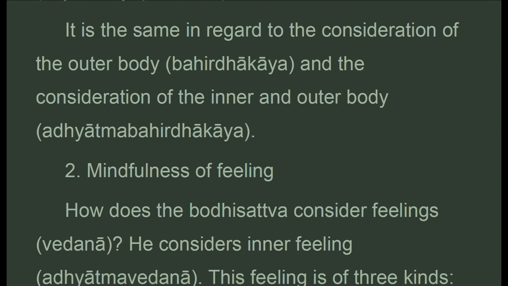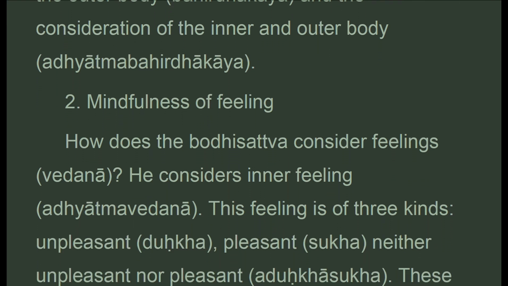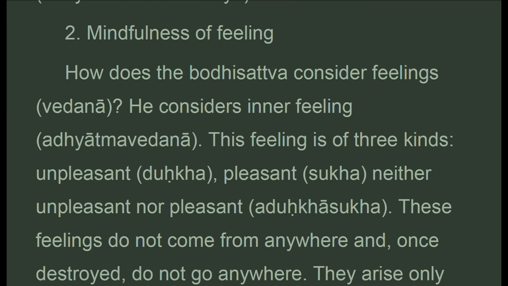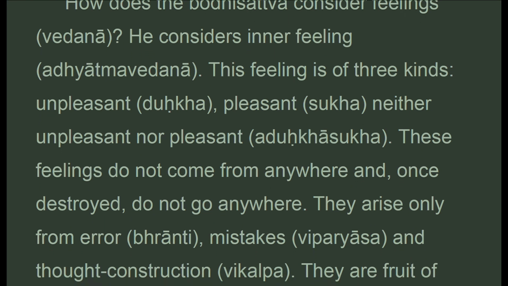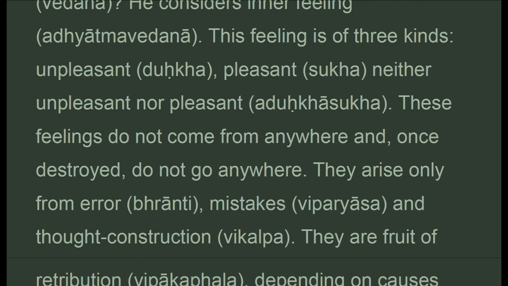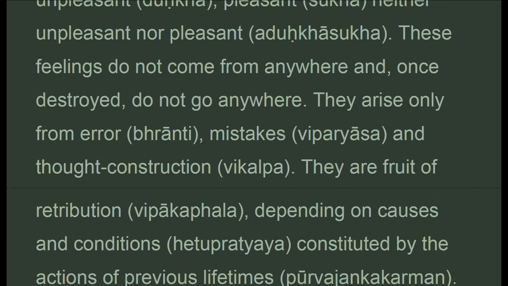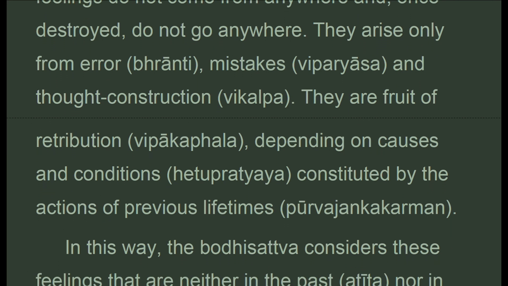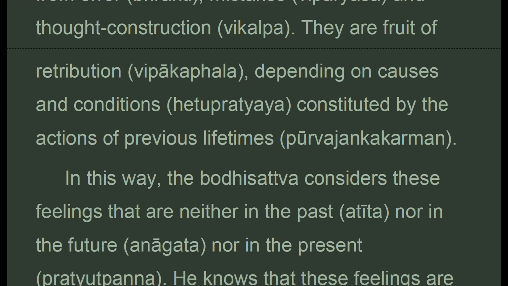How does the bodhisattva consider feelings? He considers inner feeling. This feeling is of three kinds. Unpleasant, pleasant, neither unpleasant nor pleasant. These feelings do not come from anywhere and, once destroyed, do not go anywhere. They arise only from error, mistakes and thought construction. They are fruit of retribution, depending on causes and conditions constituted by the actions of previous lifetimes.